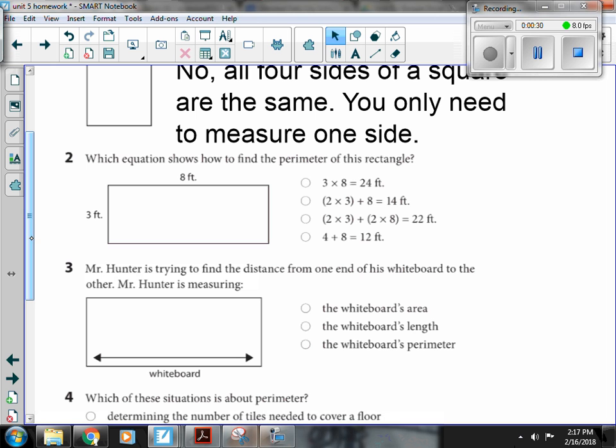Number 2, which equation shows how to measure the perimeter? Well, I want to add up all the sides, but I can kind of do it as a shortcut if I know this side is 3 and this side is 3. So I can do 3 times 2. And if this side is 8 and this side is 8, then I can do 8 times 2. And that's this equation. I can do 3 times 2 and 8 times 2, which is the same as 3 plus 3 and 8 plus 8.